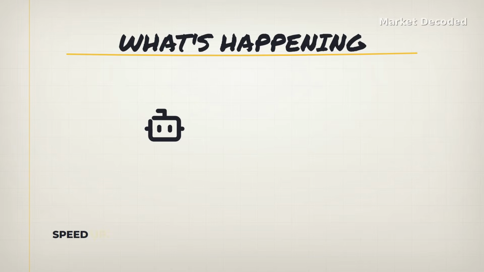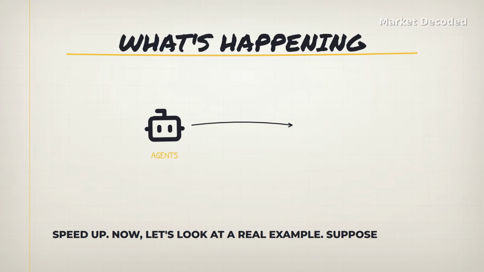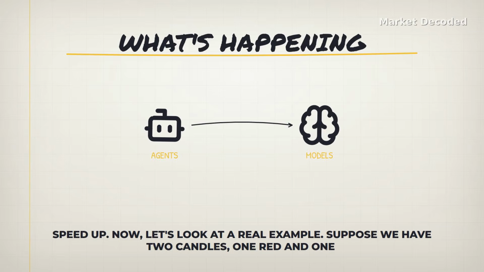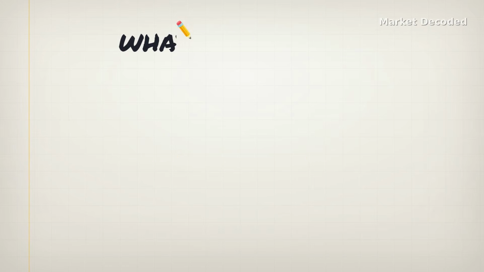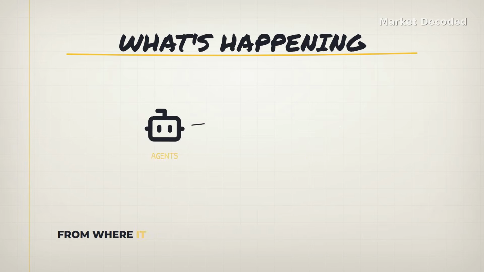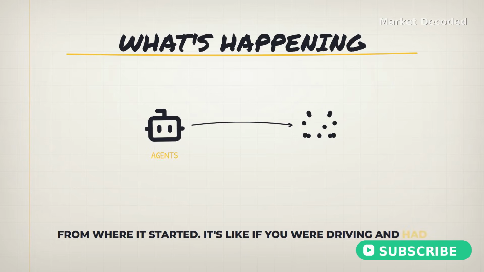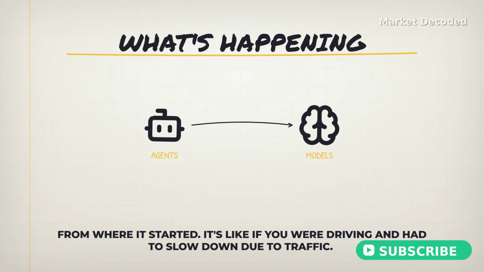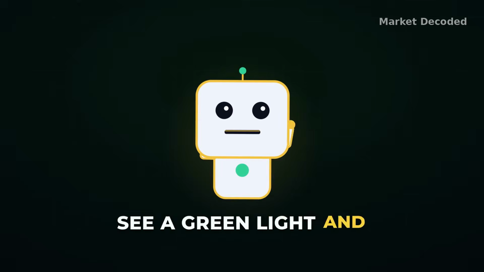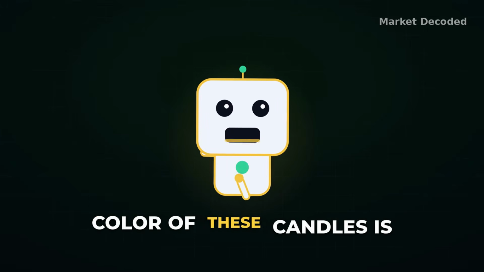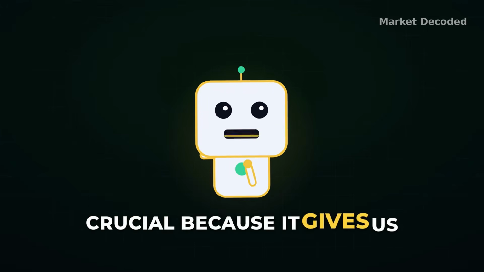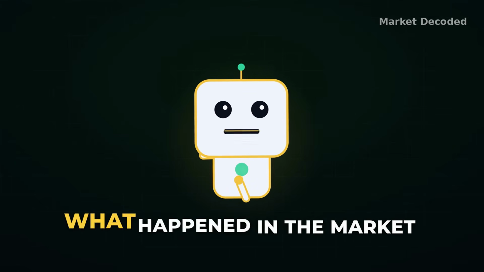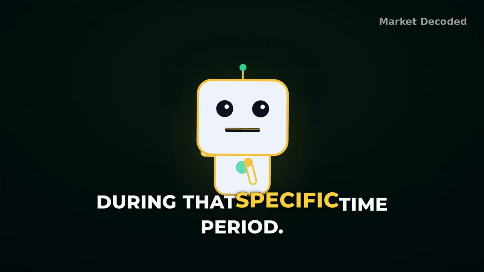Now, let's look at a real example. Suppose we have two candles, one red and one green. The red candle means that during that time frame, the price went down from where it started. It's like if you were driving and had to slow down due to traffic. On the other hand, the green candle shows that the price increased, like when you see a green light and can keep going smoothly. The color of these candles is crucial because it gives us a quick visual summary of what happened in the market during that specific time period.